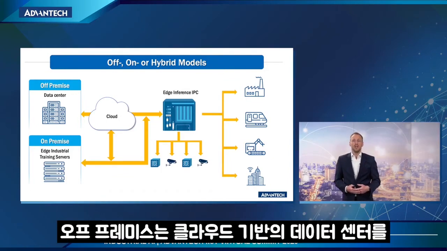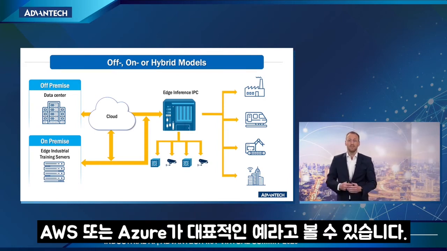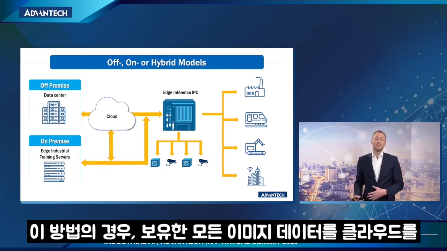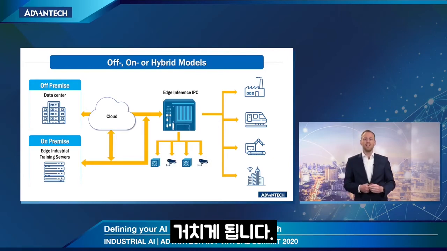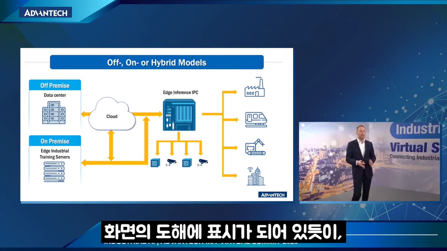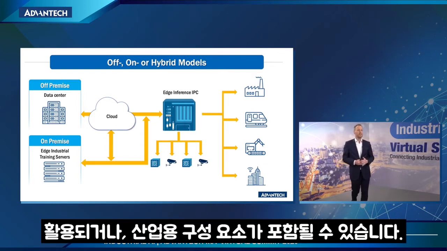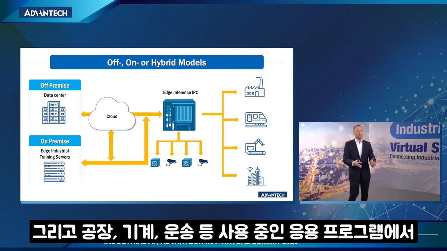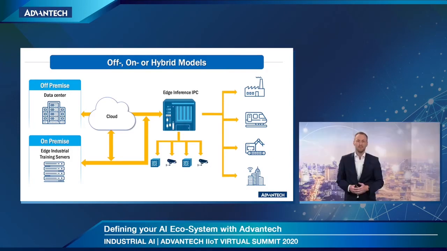Off-premise means that you use a data center in a cloud, so for instance AWS, Azure, and you send all the image data that you have to the cloud, they analyze it, they make a model out of it, and they move it to the inference PC. So you see also on the screen, Edge Inference IPC with some cameras connected, can be security, it can be an industrial camera, and the model is being moved there, and you implement it in the application that you're using it for: factories, machinery, transport, and so on.